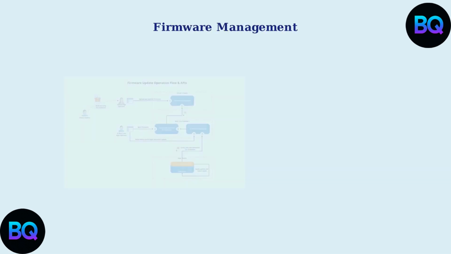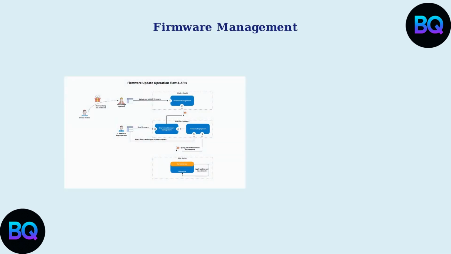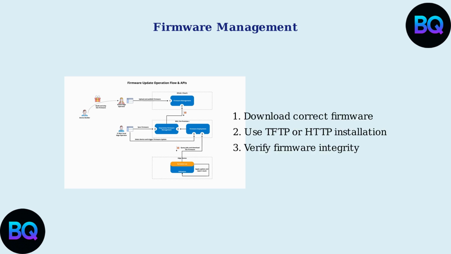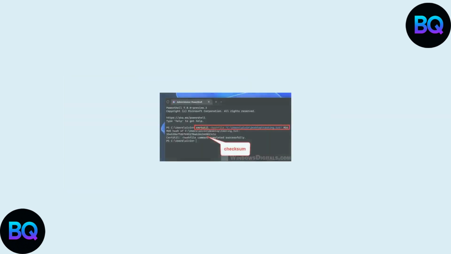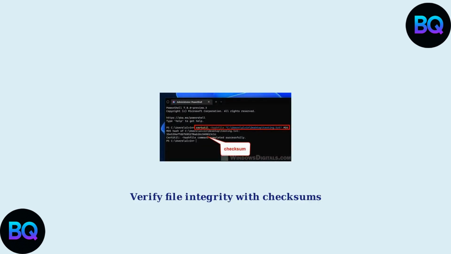For firmware-related initialization problems, you'll need to manually download and install the correct firmware. This process requires careful attention to firmware compatibility and integrity verification. Download the appropriate firmware from the Yealink support portal, ensuring you select the correct version for your specific phone model. Use TFTP or HTTP protocols to manually install the firmware onto the device. Always verify the firmware's integrity using checksums before installation. This PowerShell example shows how to generate an MD5 hash to ensure the firmware file hasn't been corrupted during download.